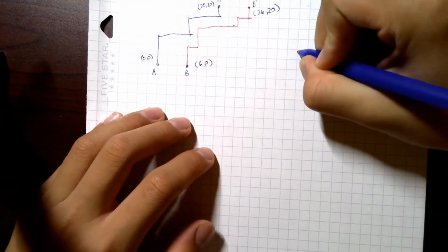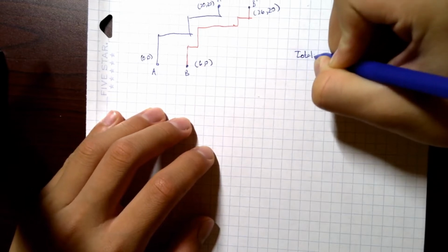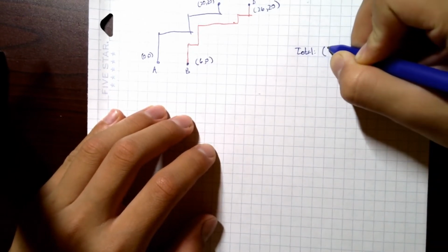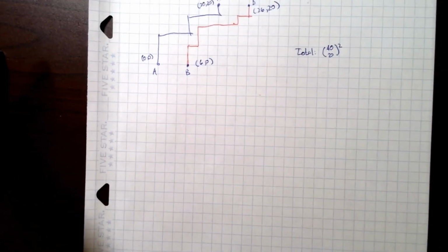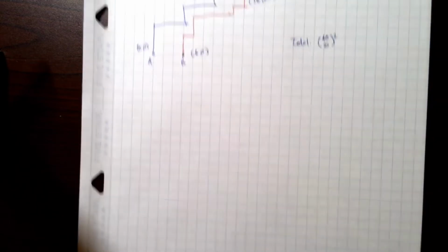But if you disregard the not intersecting requirement, the total is pretty easy to calculate. It's going to be 40 choose 20 squared, because both Alice and Bob have to make 40 moves, and 20 of those moves have to be up moves, and the rest would be right. But since it's so hard to count directly, and since the complement is pretty well defined, we can easily count this indirectly with complementary counting.